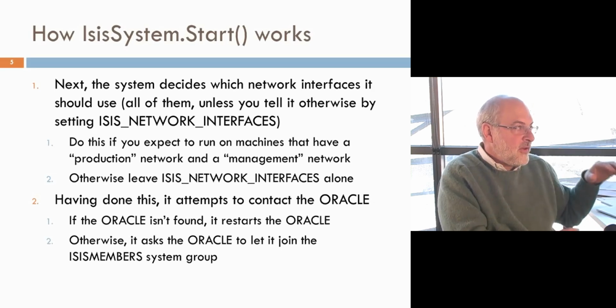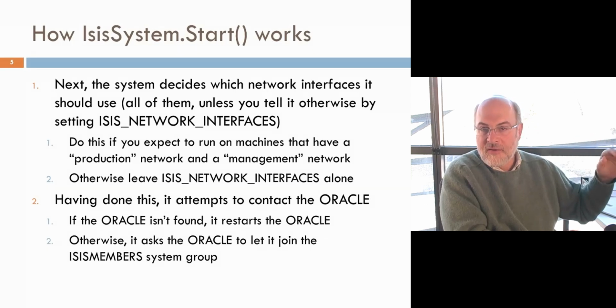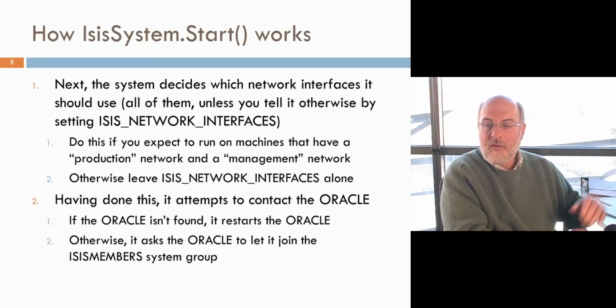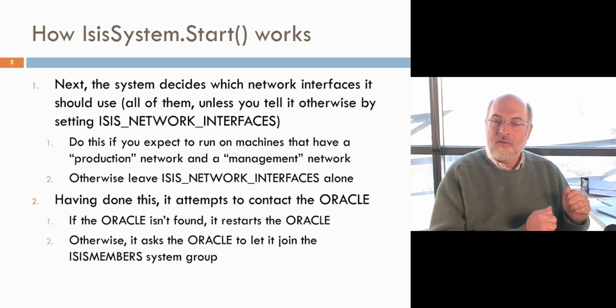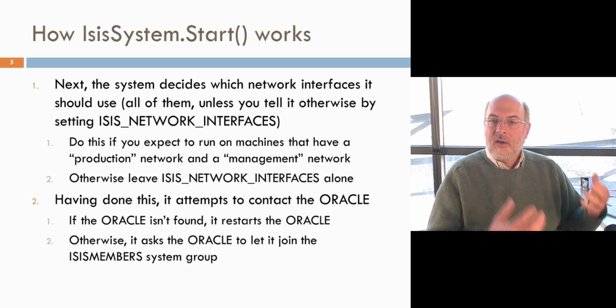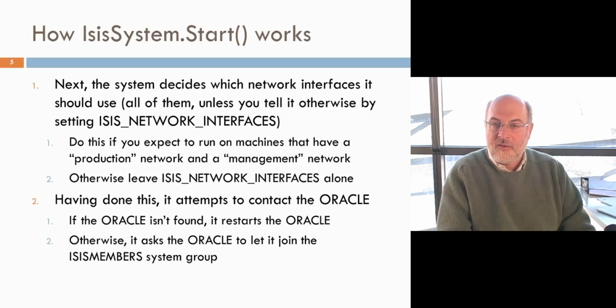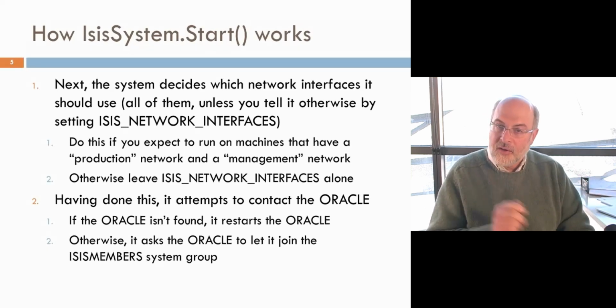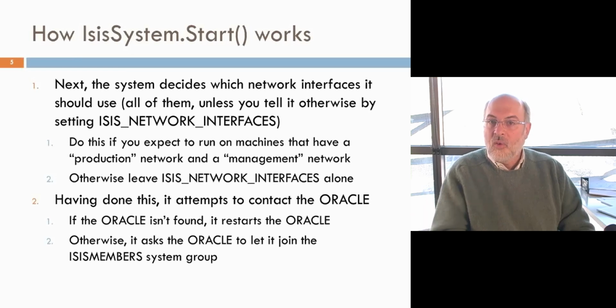Now, once the system start is running, what ISIS does is to decide which network interfaces it should use. So a given computer typically is interfaced to the network by what are called network interface cards, and each one of those corresponds to a network interface internal to the operating system, and ISIS can look through that list of interfaces, one for each card.